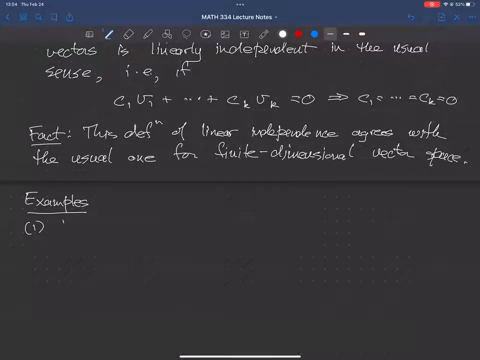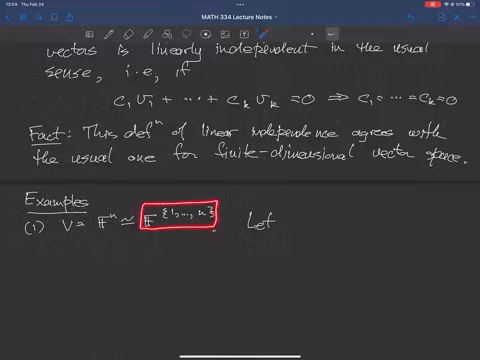And so let's take V equals Fn. Okay, and I'm now going to think about Fn as being isomorphic, as I had last time, to this space. Now Fn, as we know, has a standard basis, and we know that that's linearly independent. So all I'm going to do here is think about the standard basis in terms of this representation of Fn.